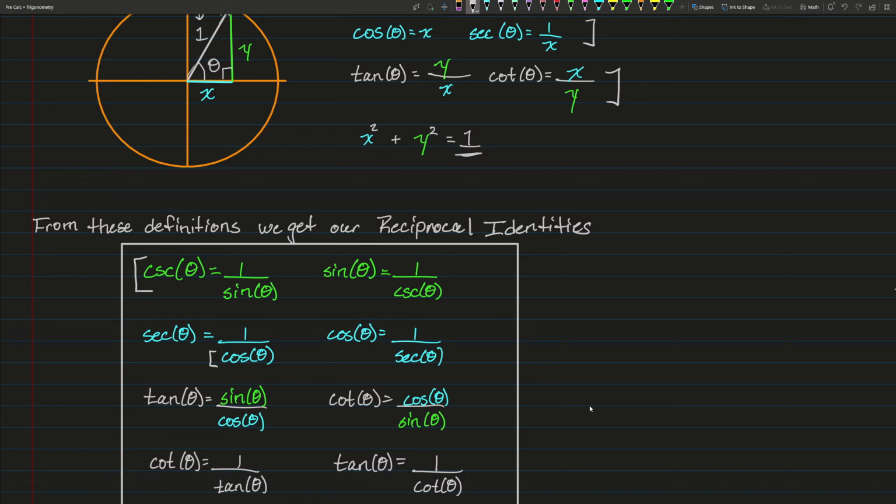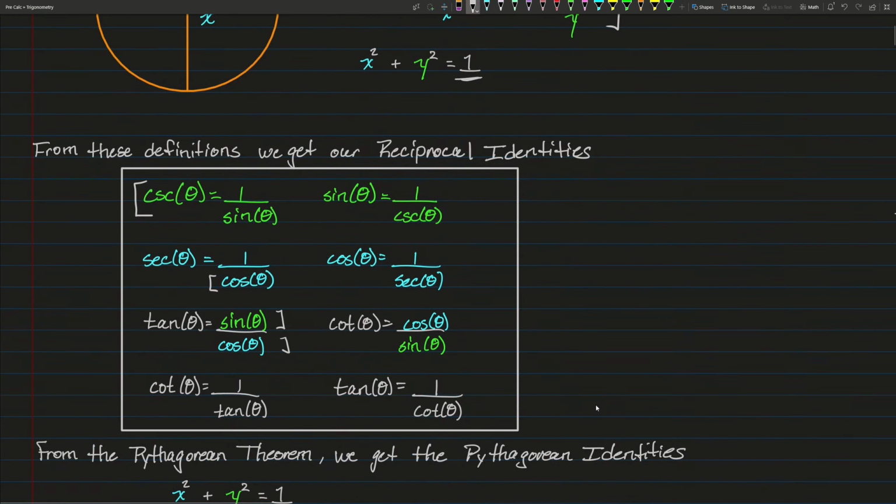And from that same logic, we're going to get the others. Sine is 1 over cosecant, cosine is 1 over secant, and cotangent is cosine over sine. And then we have these two others: cotangent is 1 over tangent, and tangent is 1 over cotangent. These should be kind of self-explanatory.